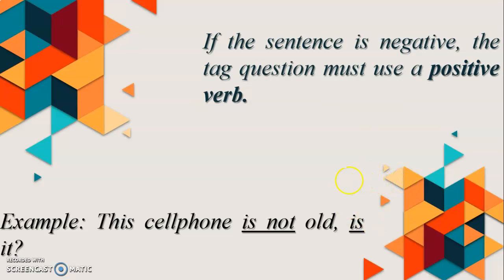And in the tag question, we use is because the sentence I am using is in the sentence. And in here, I use it because it refers to the cell phone. It would be incorrect to say, the cell phone is not old, is cell phone? That's not correct. So, if I am using a subject here, I must use the equivalent pronoun in the tag question. And since cell phone is an object, I use it. Remember that we use it for animals or objects.